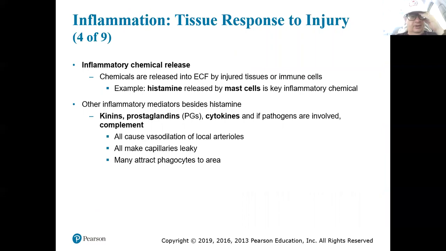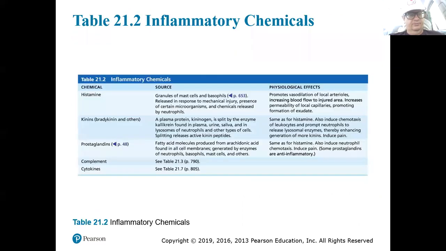And so we have complement proteins. What are these things going to do? They're going to cause the vasodilation of the local arterioles. They're going to make the capillaries leaky so the stuff can cross easily. And they're going to attract a lot of the white blood cells that eat things. This is still talking about the non-adaptive immune system.